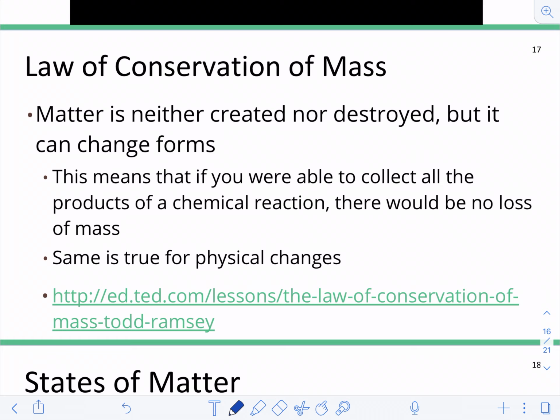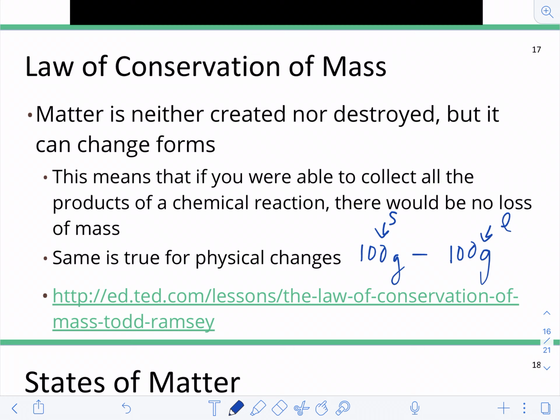The same is true for physical changes. It only makes sense that if you have 100 grams of ice and you let it melt, you have 100 grams of water. It's not going to magically appear or disappear. Matter is neither created nor destroyed, so it can change form. It was a solid when I said ice, and it can change into a liquid, but the mass isn't going to go down to like 95 grams because it melted. It stays the same. That's the law of conservation of mass.